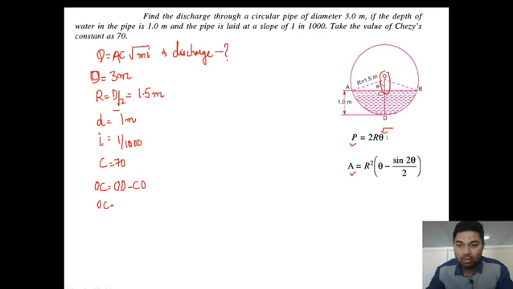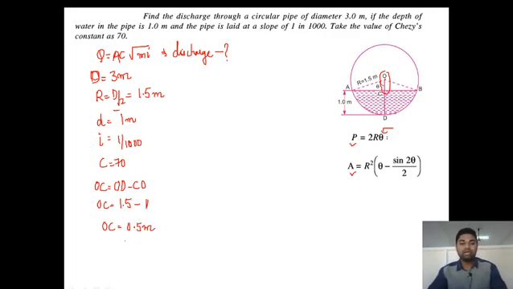What is the OD over here? It is the radius. How much is it? 1.5 meter. 1.5 meter minus CD. What is CD over here? Depth of the flow. It is given as 1 meter. So from here OC becomes 0.5 meter.